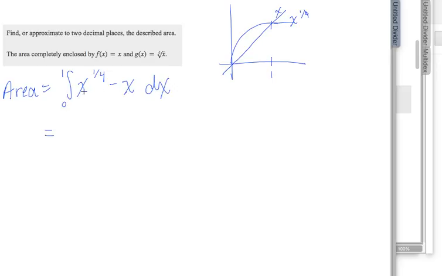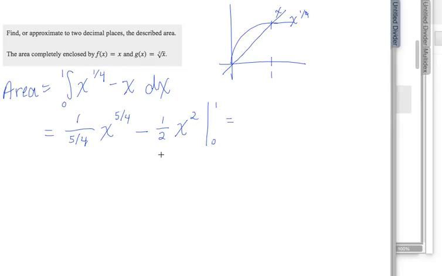So to anti-differentiate that, we add 1. So 1/4 plus 1 is 5/4. So it's 1 over 5/4 times x to the 5/4 minus the integral of x. We add 1 to that imaginary exponent there to get 2. So it's 1/2 x squared. And we're going to take it from 0 up to 1.